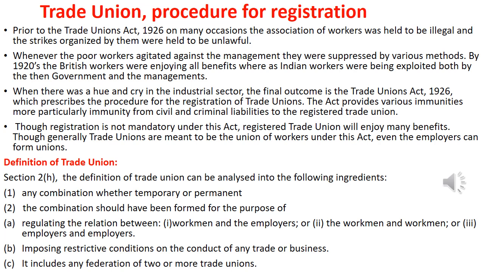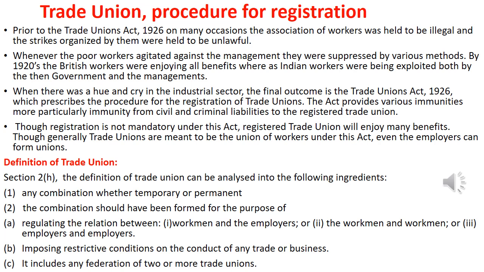Prior to the Trade Unions Act 1926, on many occasions, the association of workers was held to be illegal and the strikes organized by them were held to be unlawful. Whenever these poor workers agitated against the management, they were suppressed by various methods. By the 1920s, the British workers were enjoying all the benefits, whereas the Indian workers were being exploited both by the then government and the managements.